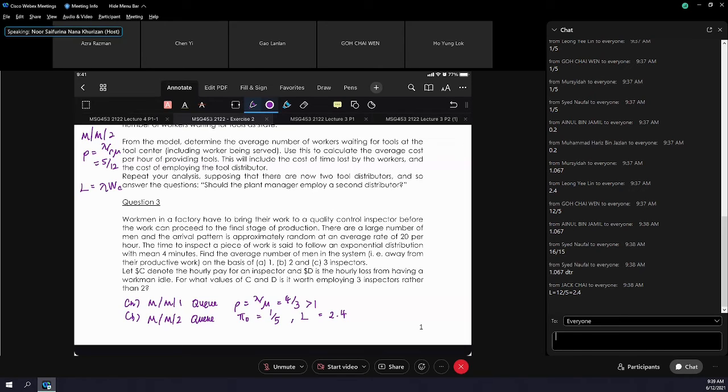In case you get a different answer, please double check your substitution into the formula. And if you still cannot get 2.4, then you can let me know. So for your L, you should get 2.4 for B. So your pi note is 1/5 and your L is 2.4, right? And then for C, it is M/M/3 queue, sorry.